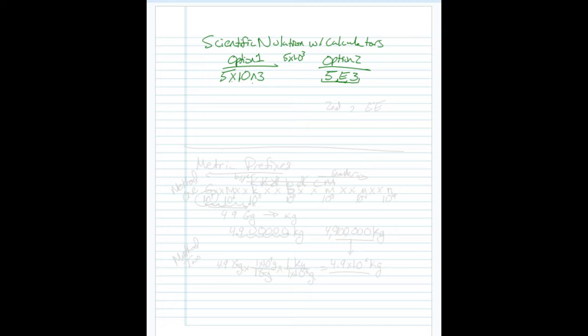In order to get the E on a TI-84, you have to hit second and then the comma, which is above the 7. And it looks like EE, but when it actually prints out on your calculator, it's just an E.